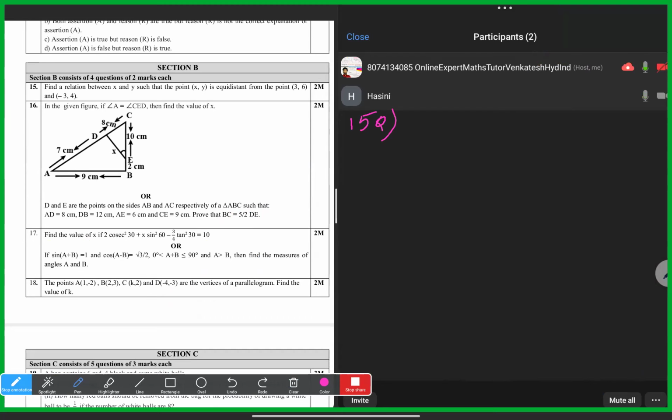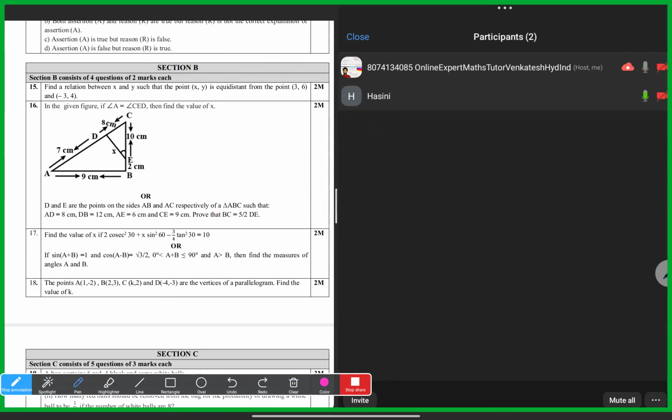Hasni, we already know that in the coordinate geometry chapter, equidistant questions are asked. If a point is equidistant from two other points, it is at the same distance from both of them. So whatever final answer we get after solving is the relationship between x and y.